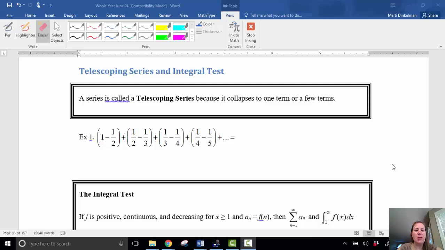Hey everybody, it's Mrs. Dinkelman, and we're in Unit 10 where we're testing series for whether it converges or diverges. And the two tests we're talking about in this particular video are the telescoping series and the integral test.